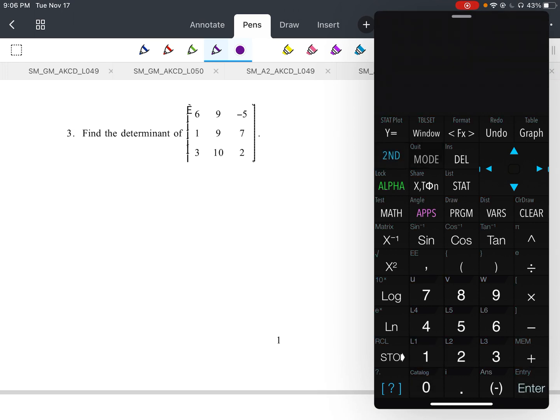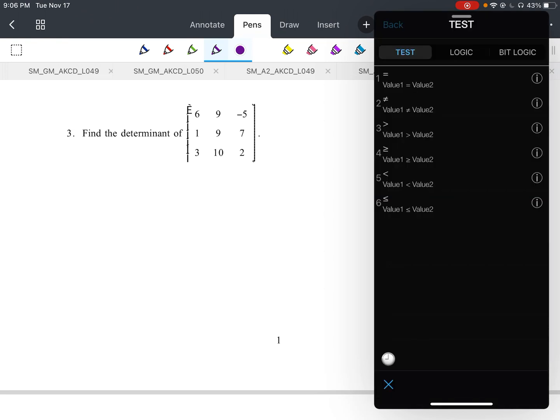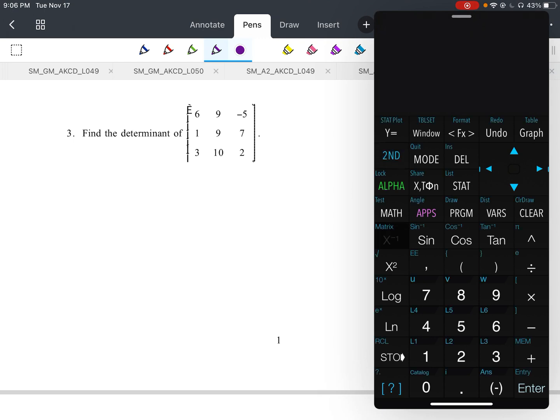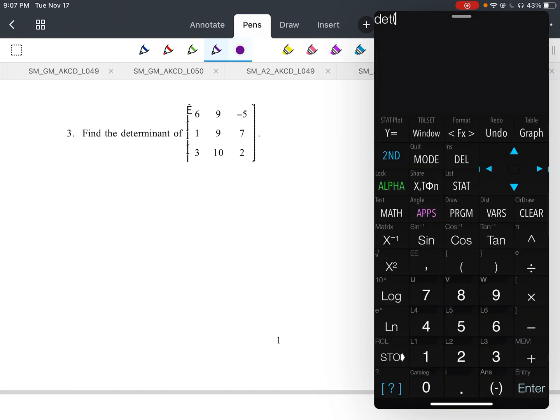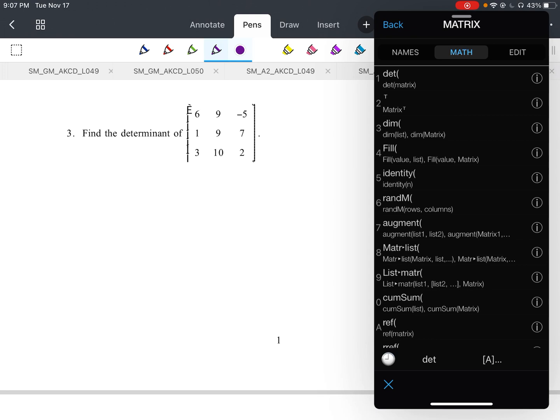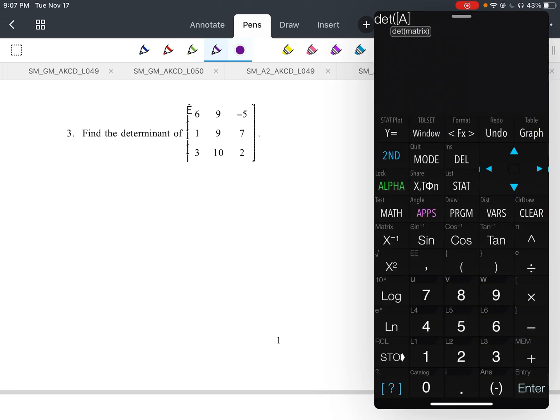Okay, now go back to your home screen. Now these are the keystrokes here. This would be second, oops, not math. Get back here. Second, matrix, and we're going to go to math this time. So everything's in matrix. Just go to math. So determinant, and then go to the matrix that you just did, which is matrix A. Hit enter. That's negative 56.